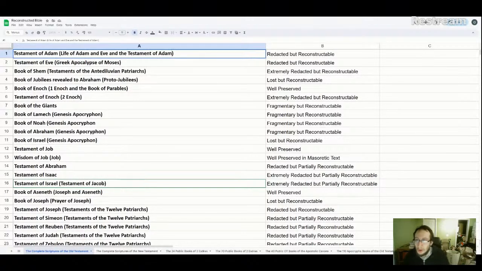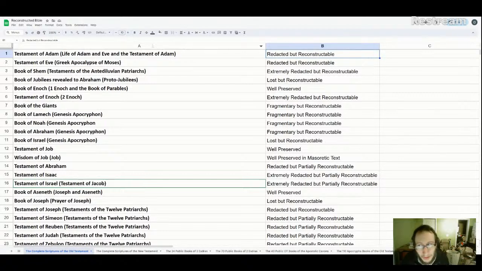So using all these sources we have, the life of Adam and Eve, the manuscripts we have of what's called the Testament of Adam, it's a very short thing, but we have manuscripts of that. We have the quotes in the Book of Clement of the Testament of Adam, and then we have the quotes from the Apocalypse of the Magi of the Testament of Adam. So putting that all together, we have a pretty good idea of what the Testament of Adam said. So that's why I say redacted.